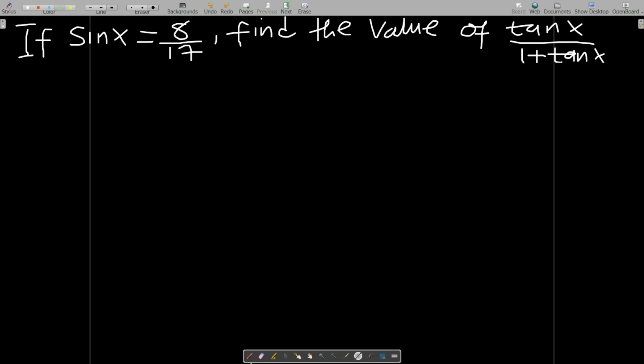That is this information here, sine x equals 8 over 17. Let's put it on a Pythagoras theorem or right angle triangle. If I have my right angle triangle like this, I hope you all know what a right angle triangle is.